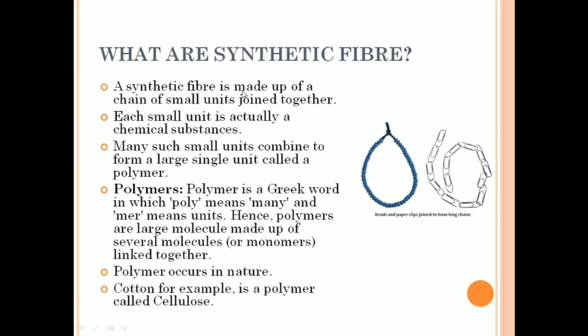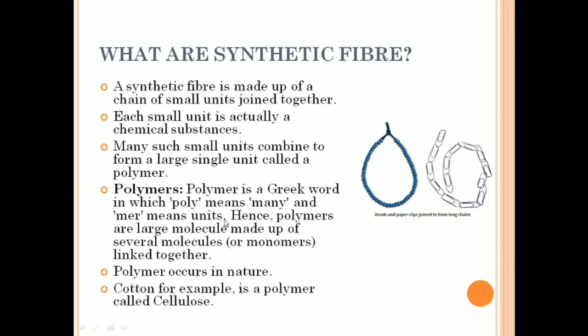Each small unit is actually a chemical substance. Now, the small units which are used to make a chain are basically chemical substances. Many such small units combine to form a large single unit called a polymer. Now, what happens? Many such small units are combined, and they form a large single unit, and that is known as polymer. Now, the question is, what is polymer? Let's see what is polymer.